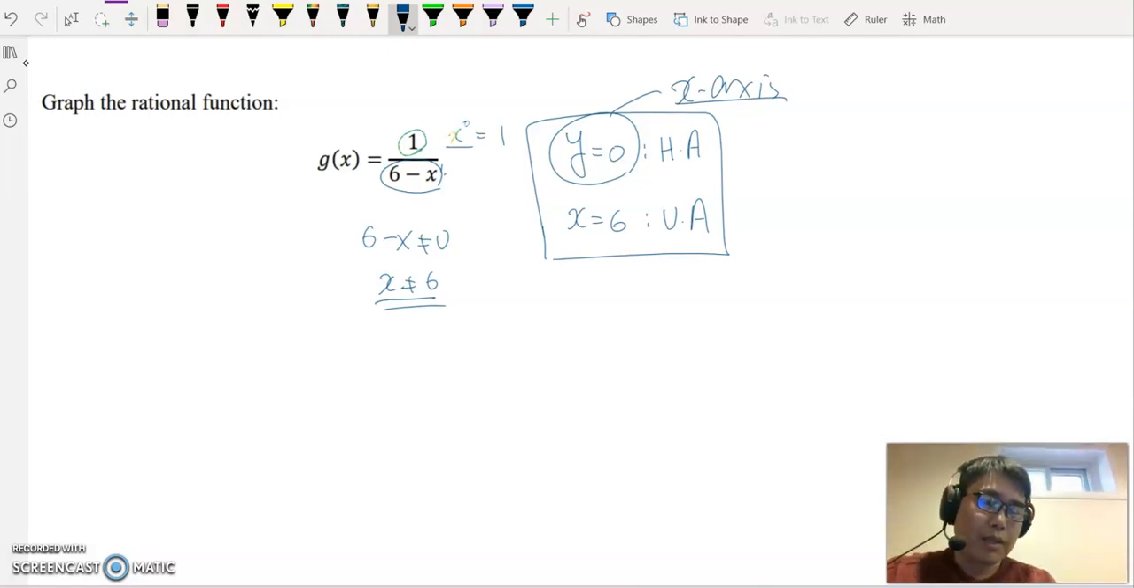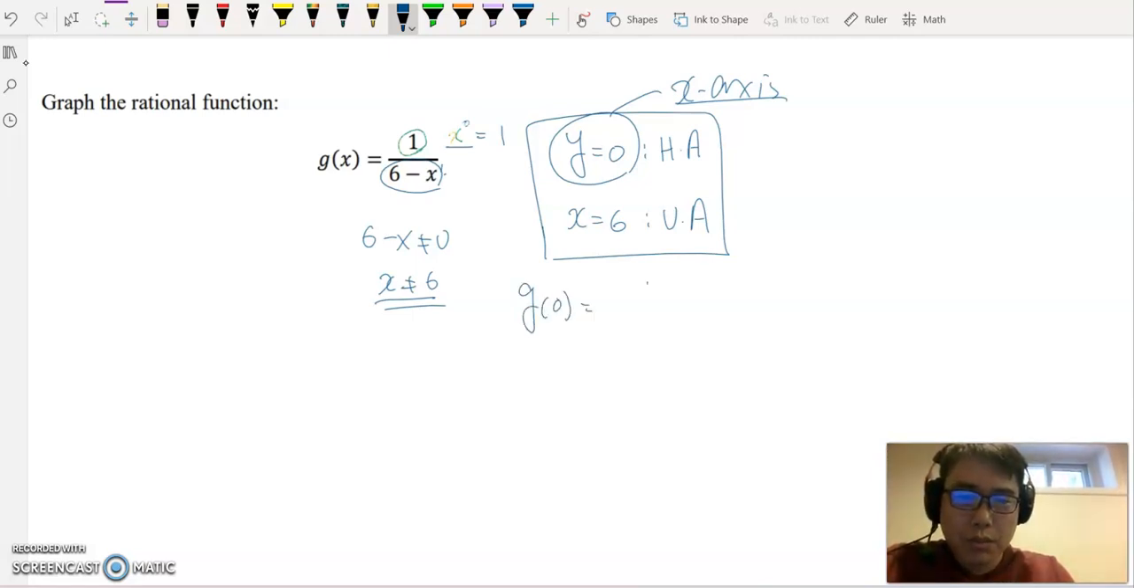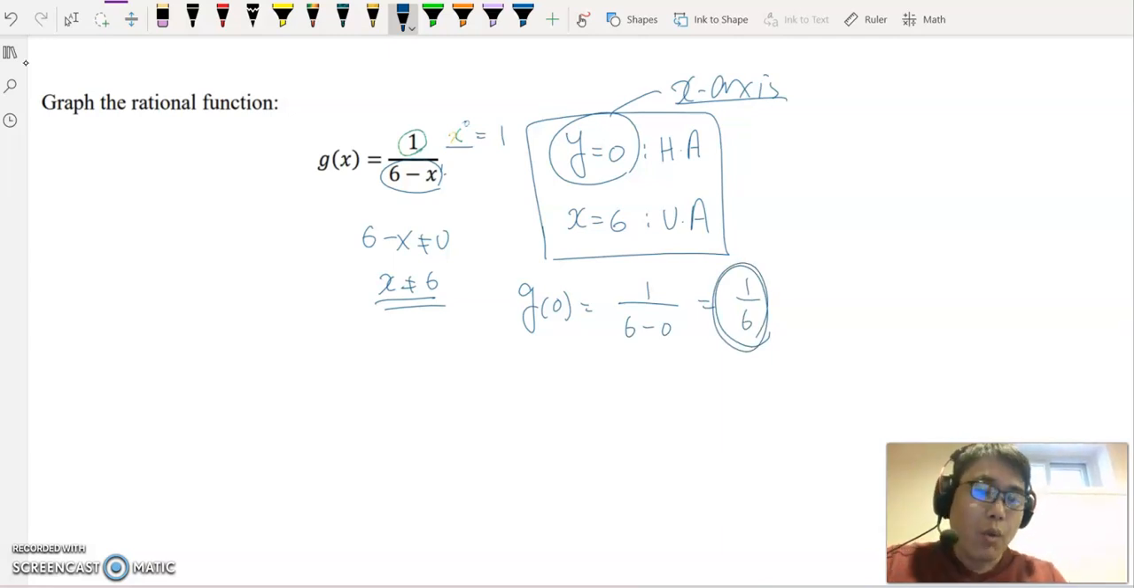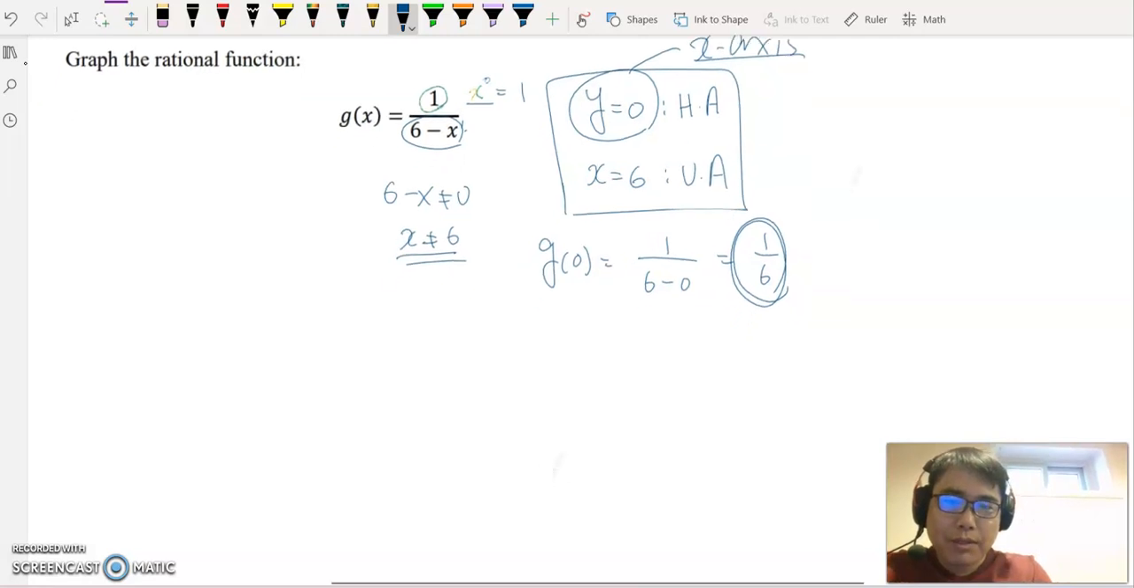So we cannot find the x-intercept. Okay? But what about the y-intercept? So we plug in 0, which means 1 over 6 minus 0 becomes 1 over 6. That will be our y-intercept. Okay, then let's draw the graph based on this.